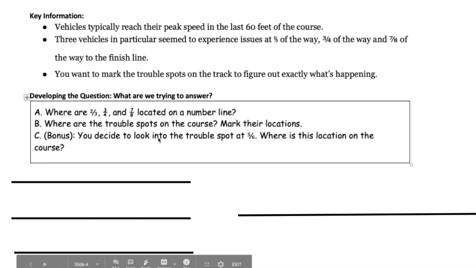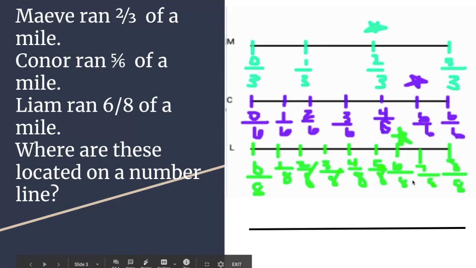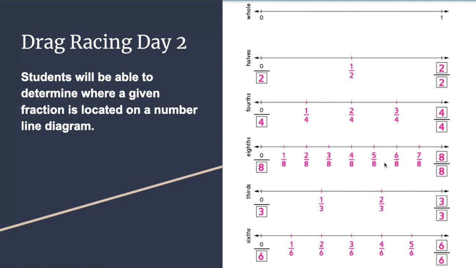If you want a bonus, you can find the trouble spot 5/6 on a separate number line and then place it on the large number line. Okay? You should have everything you need for today. Remember to use our fraction number line poster to help you. Okay? Good luck.